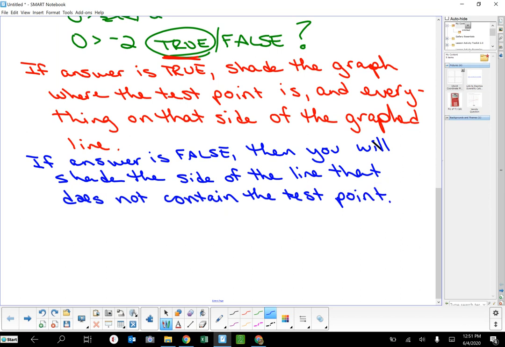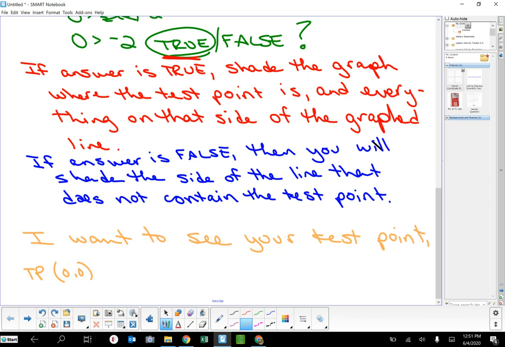So this is something I want to see for all of your problems. I want you to write out your test point. So you're going to write like literally TP test point is 0, 0. Show the substitution. And then state if it's true or false.